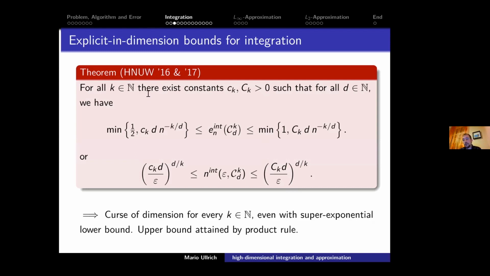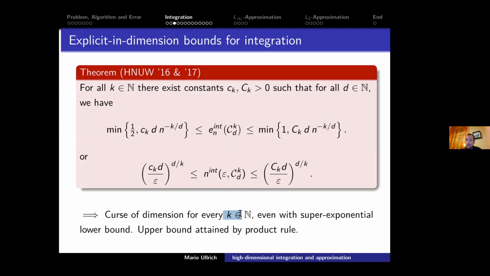What we managed to prove is that for every fixed k, there exist constants that only depend on k, such that the error for numerical integration is bounded by these quantities here. You see, that only scales linearly in d, with the order of convergence n to the minus k over d, and then some factor d in the lower and in the upper bound. So the number of function evaluations needed is something like d divided by epsilon to the power d over k. That's even worse than the curse of dimension. You really have something like d to the d over k in this case.